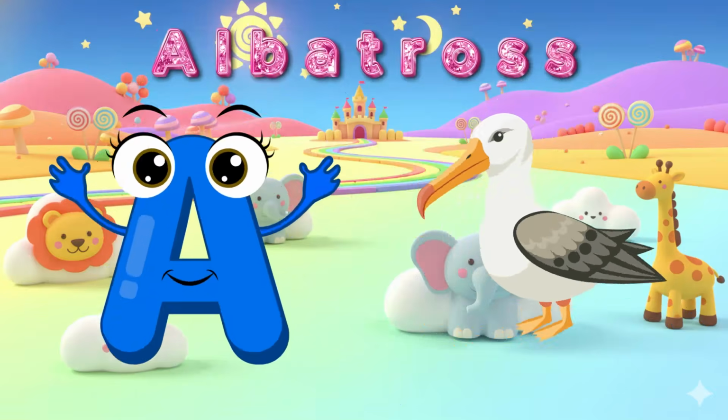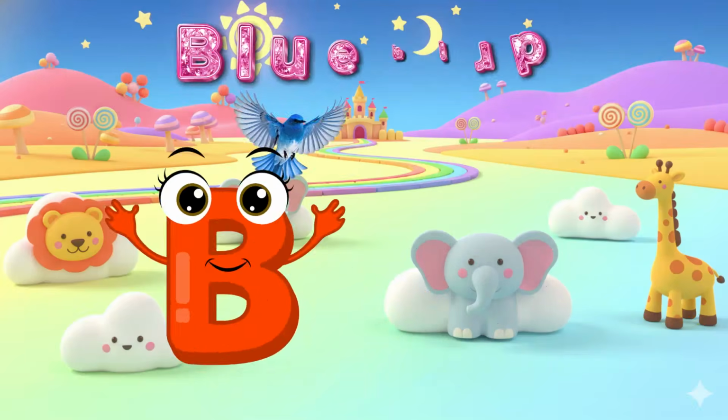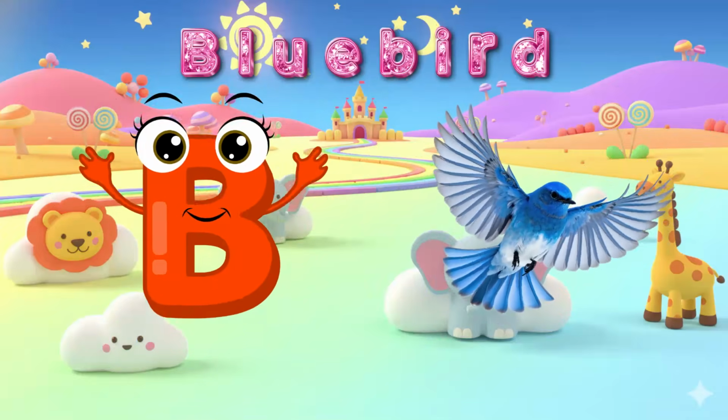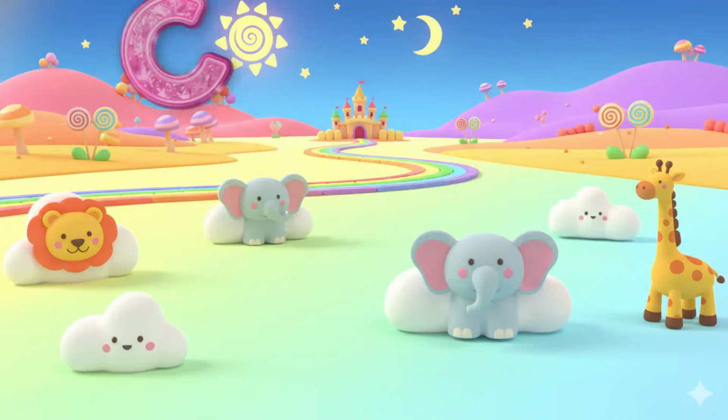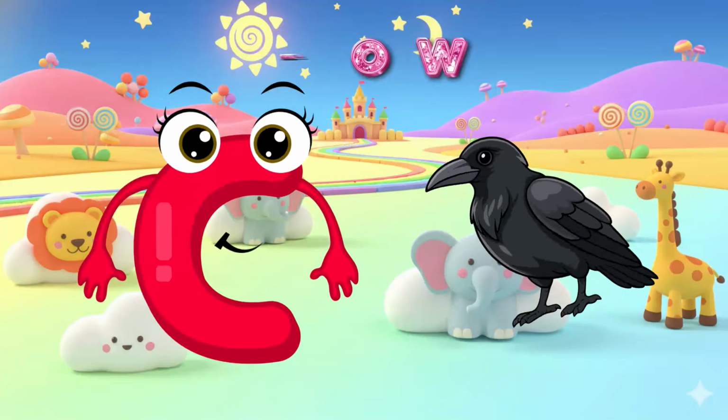A is for albatross. A, albatross. B is for bluebird. B, bluebird. C is for crow. C, crow.